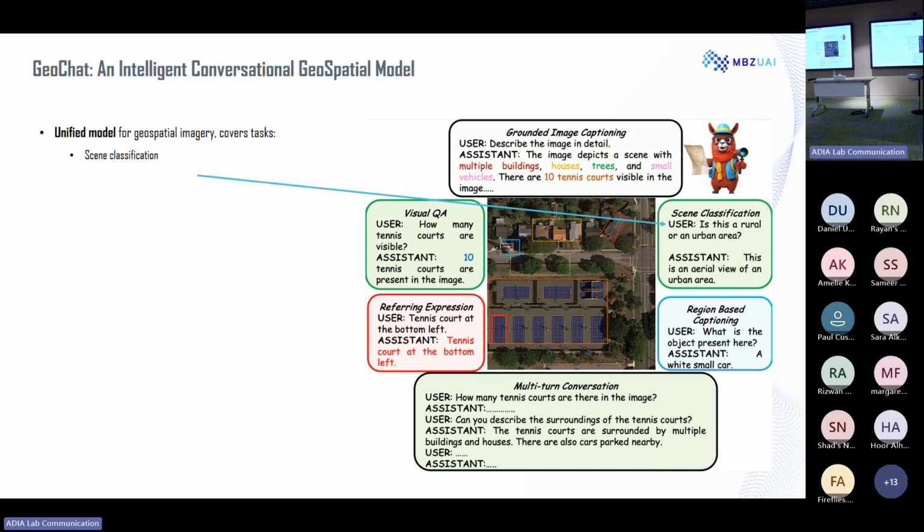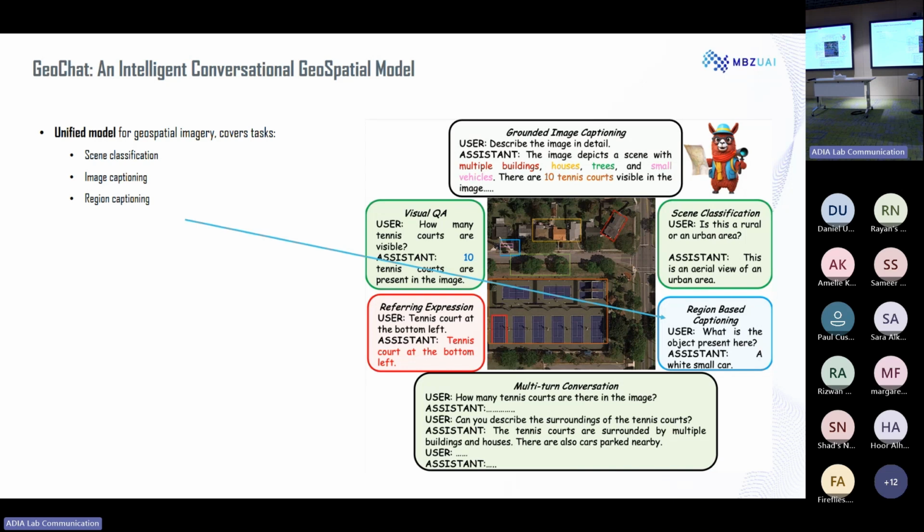So we proposed GeoChat, which combines a suite of tasks, starting from scene classification, where the goal is to classify a given image into, for example, a rural or an urban area. Then there is the task of image captioning, where the goal is to give a detailed description of the image that has been input to the model. And also region captioning.